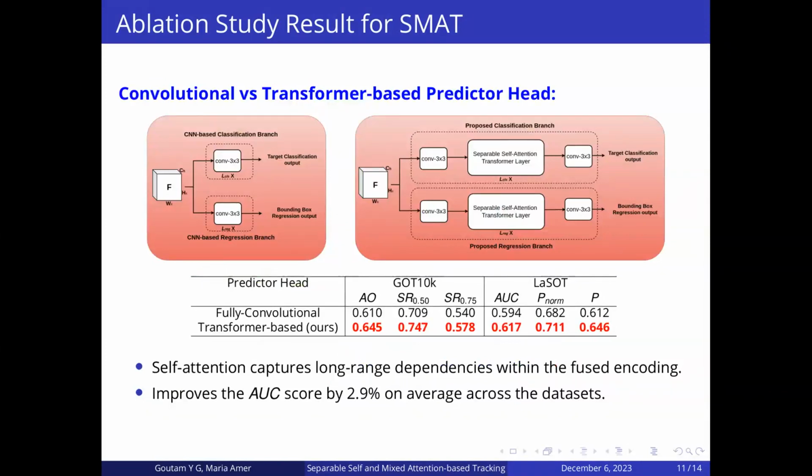Similarly, we compare the performance of the proposed transformer-based predictor head with the pure convolution-based head module, and we observe that with the self-attention, we are able to capture long-range feature dependencies within the fused encoding, which results in superior tracking accuracy compared to the fully convolution-based predictor head.